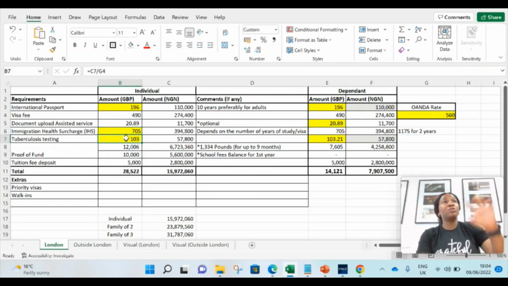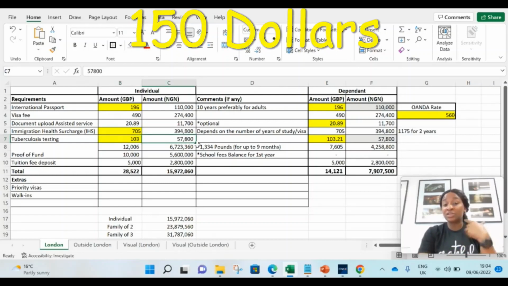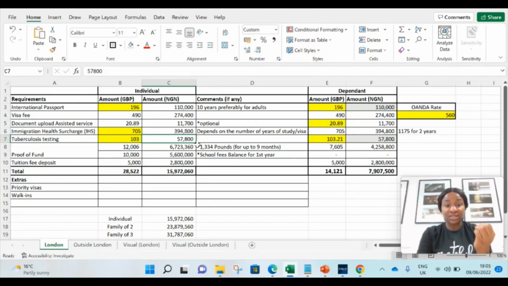Tuberculosis testing is actually £150. I tried to convert back, so £150 is about 57,800 naira. That's the amount the IOM, which is the center responsible for this tuberculosis testing, the recognized and approved center, charges. There are only two centers in Nigeria, one in Abuja and one in Lagos. So it is 57,800 for people above 11 years.